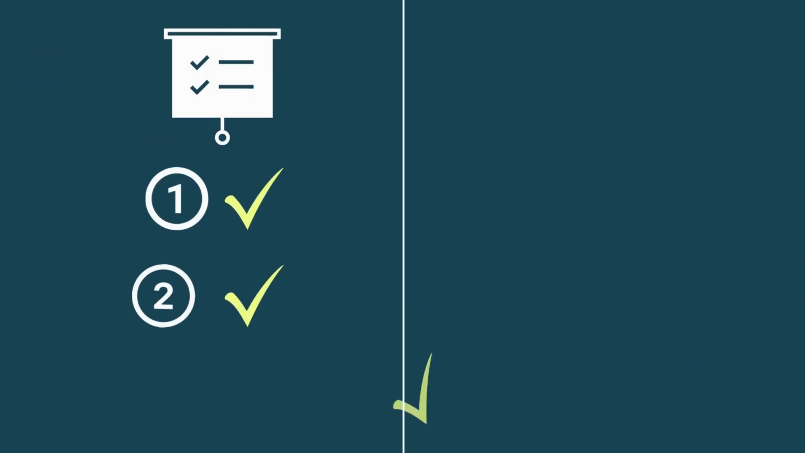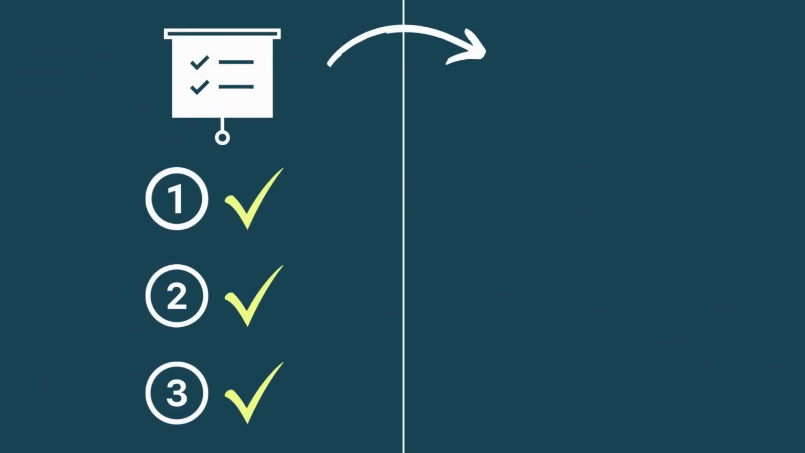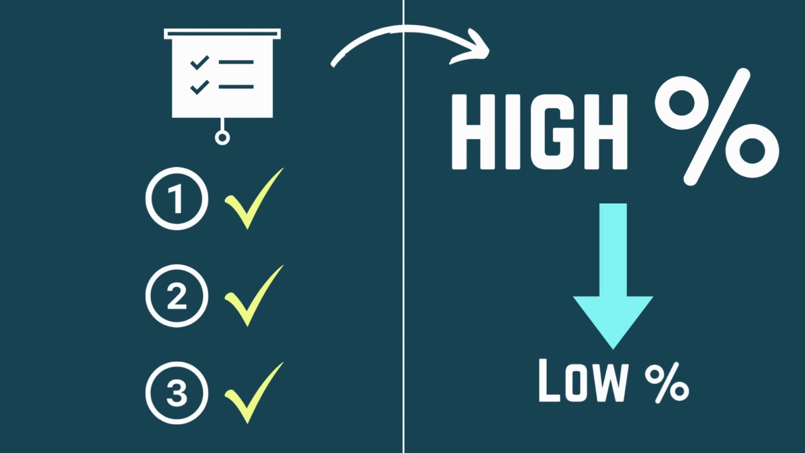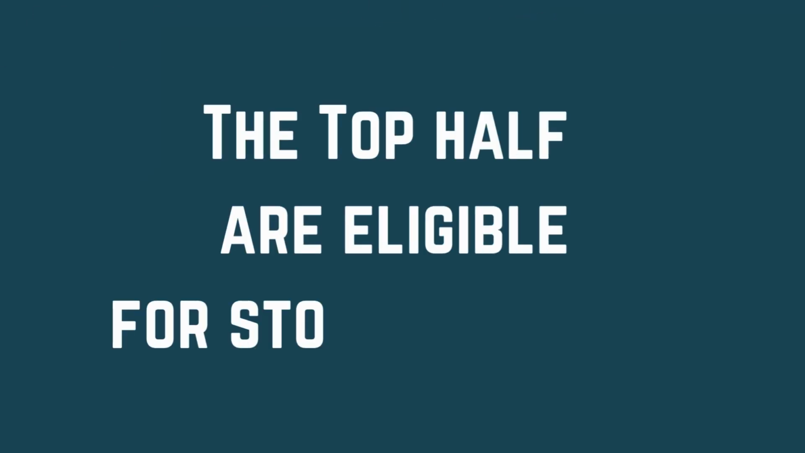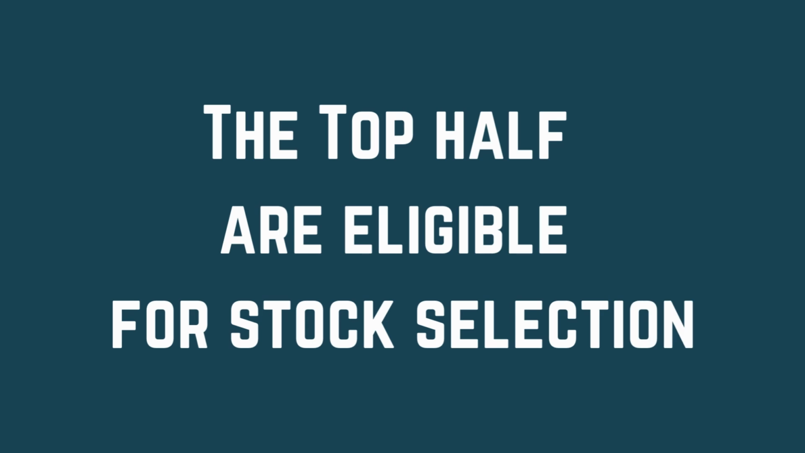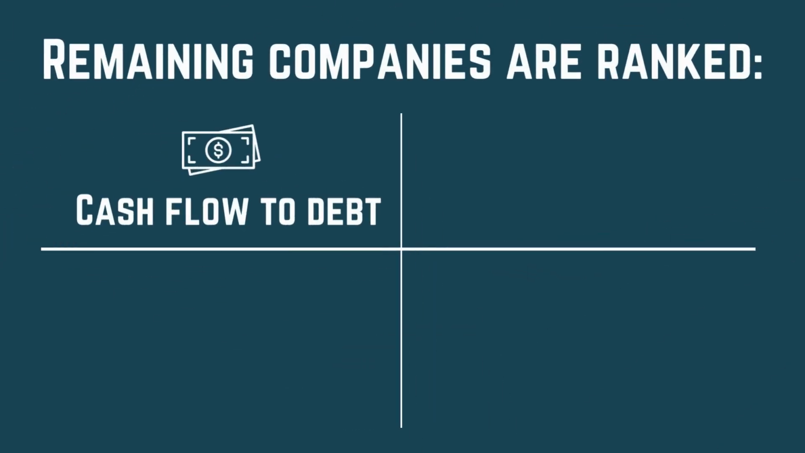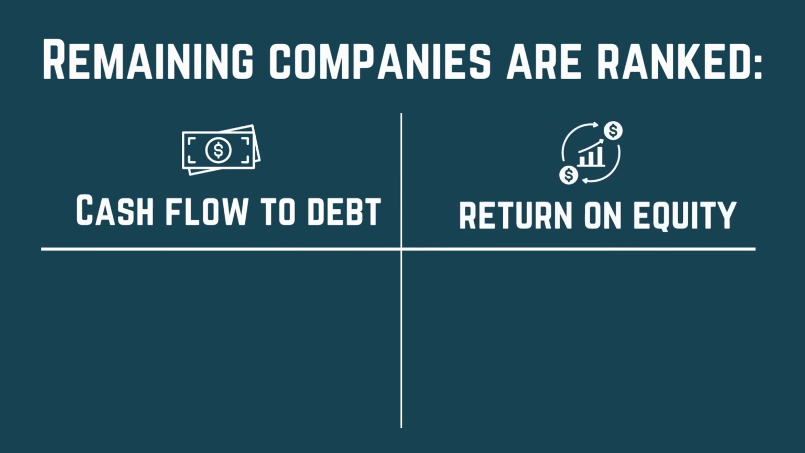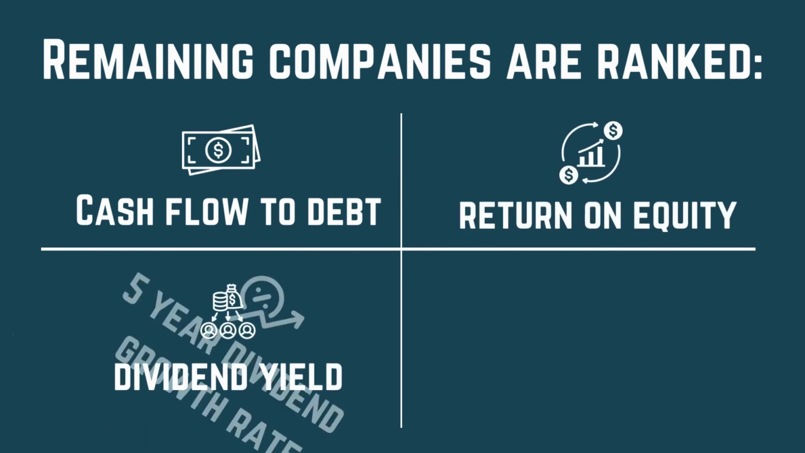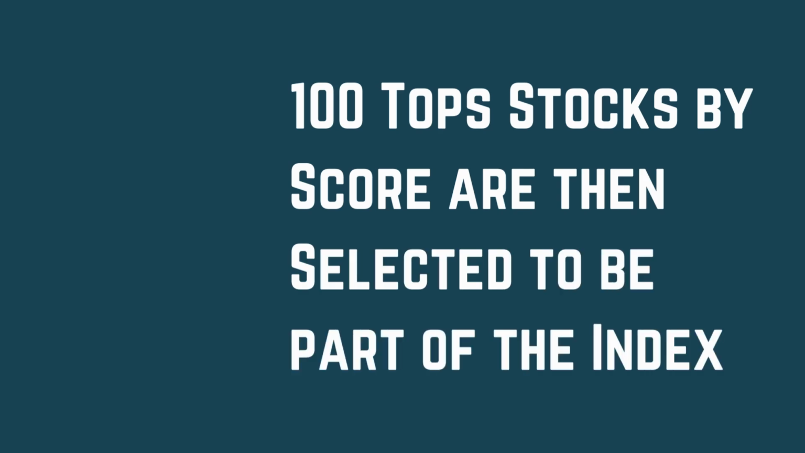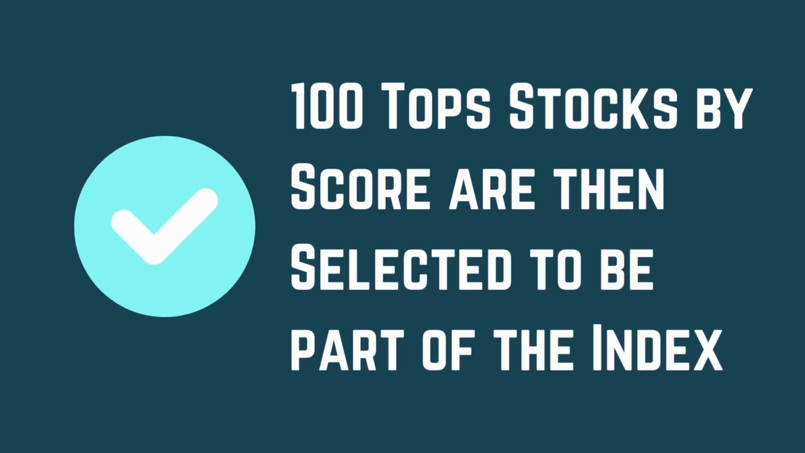The companies that pass the first 3 screens are then ranked in descending order, so from highest to lowest, and this is based on their annual dividend yield. The top half are eligible for stock selection, so the highest yielders. The remaining eligible companies are then ranked based on their cash flow to debt, return on equity, dividend yield, and the 5-year dividend growth rate. The 100 top-ranked stocks by score are then selected to be a part of the index.